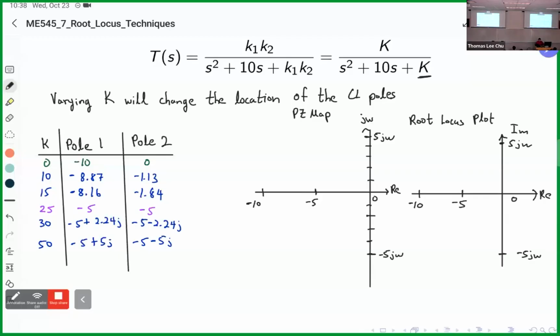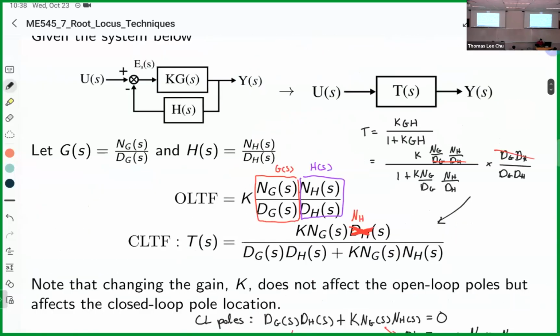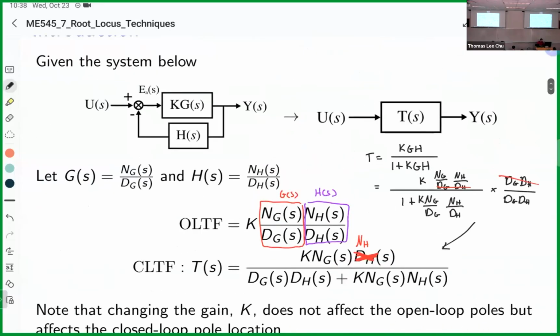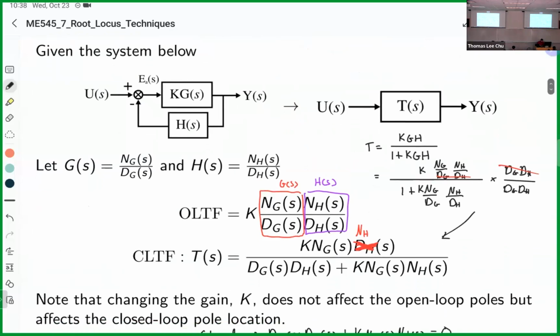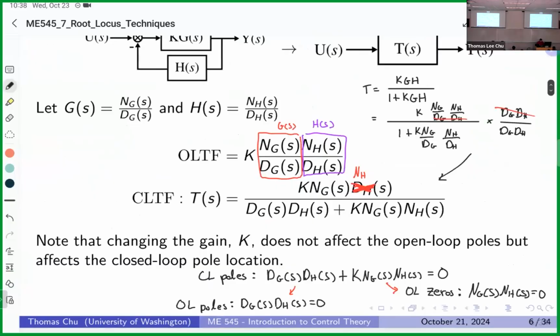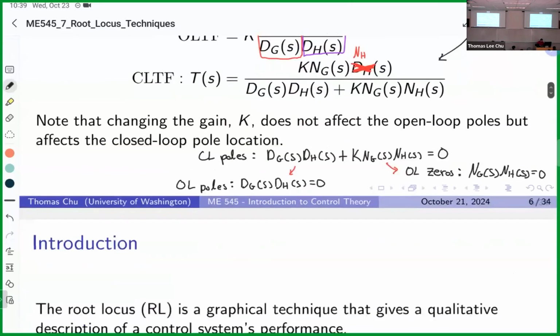All right. So yesterday we were talking about root locus. Basically, to recap, when we're looking at this closed loop transfer function and we pull the gain out of the open loop transfer function, the poles of the closed loop transfer function are going to contain the open loop poles, which is DGDH, and the open loop zeros, which is NGNH. And then to move the closed loop poles to a different position, we change K.